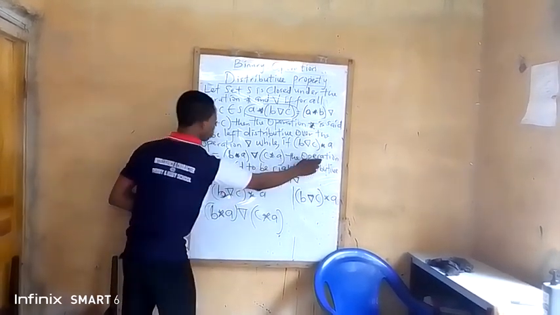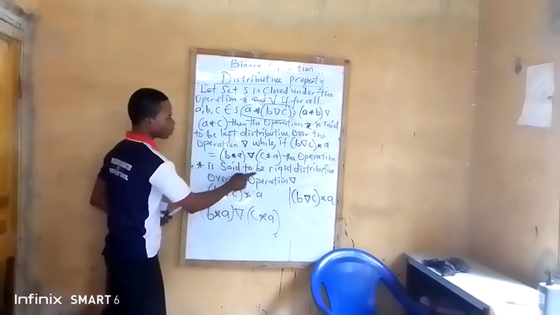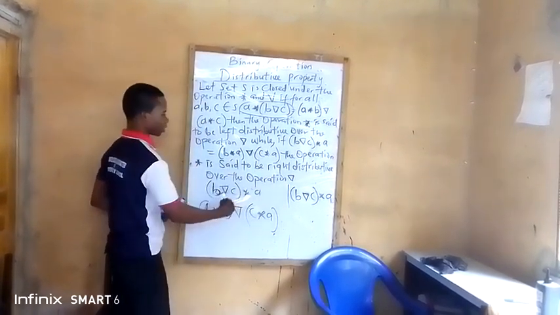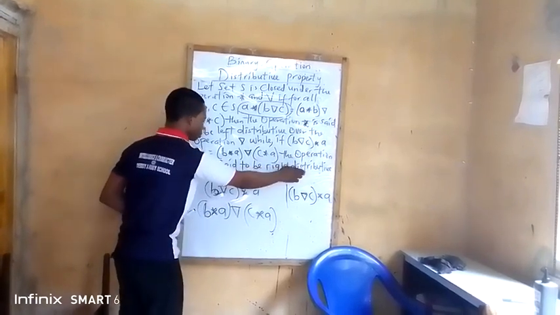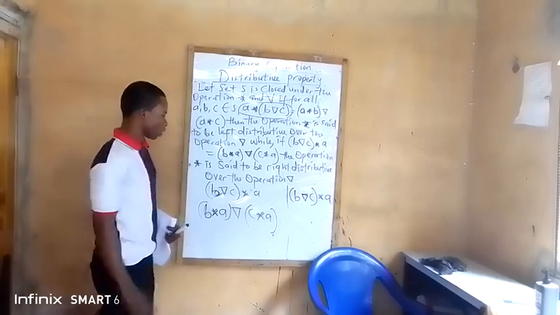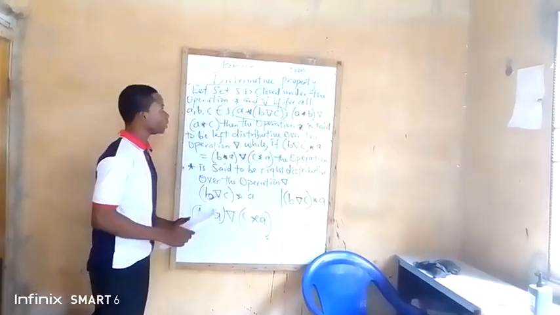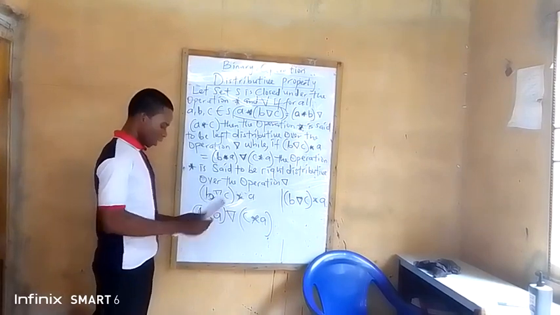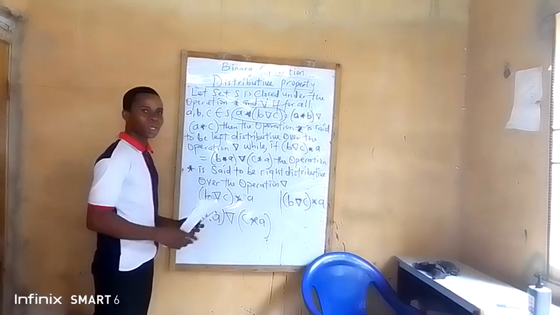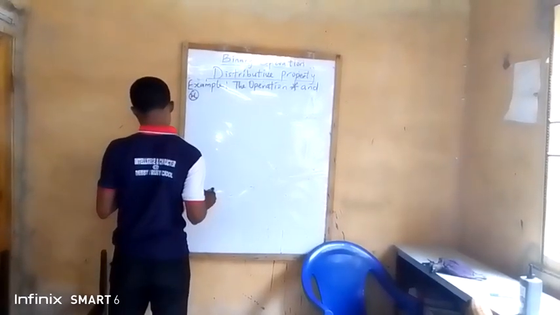So the operation asterisk is said to be right distributive over the operation for all, because it's coming from the right. So that is the logic of the distributive property. Now let's take a look at one example under the distributive property.